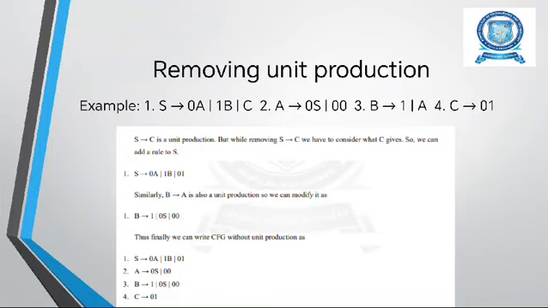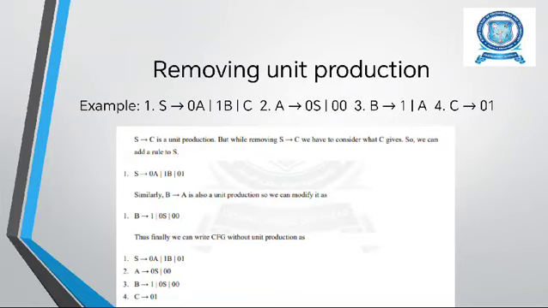Example for removing unit production. S tends to 0A, 1B, C. A tends to 0S, 00. B tends to 1, A. C tends to 01. S tends to C is a unit production, but while removing S tends to C, we have to consider what C gives. We can add a rule to S: S tends to 0A, 1B, 01.